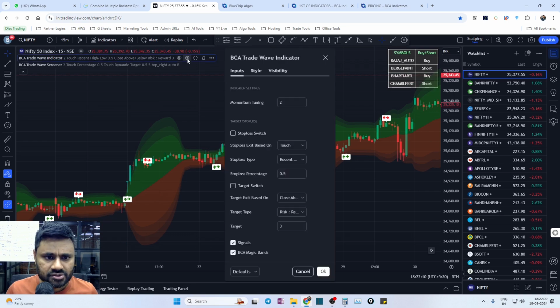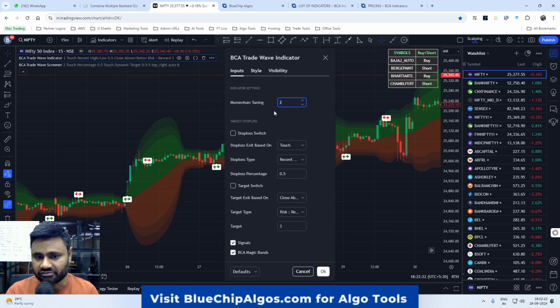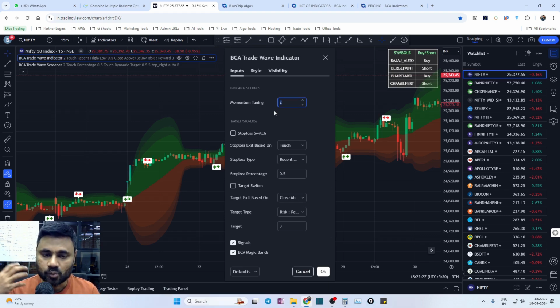And then if you just go to the settings now, you have something called momentum tuning. Momentum tuning, you don't need to touch that, but in case you want, you can also increase it to 3, 4, or 5. Basically what it means is, it tries to take more candles into consideration for extra momentum. And if you increase the number, the signals will come down, but maybe there will be more accuracy. And of course that also depends on the time frame. Also on higher time frames, generally the higher momentum works well.